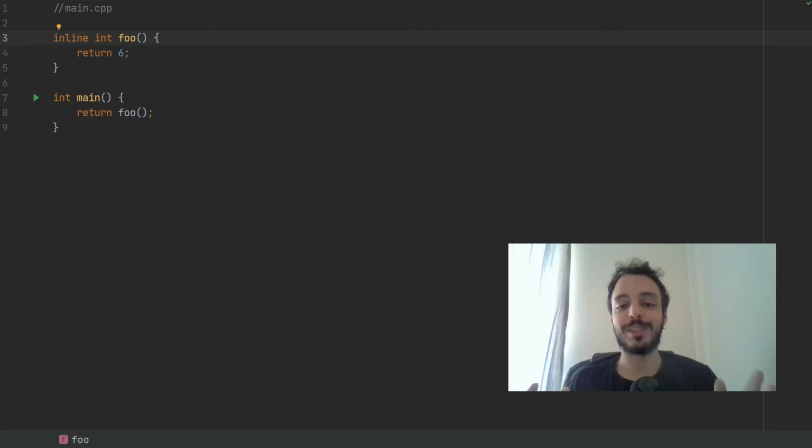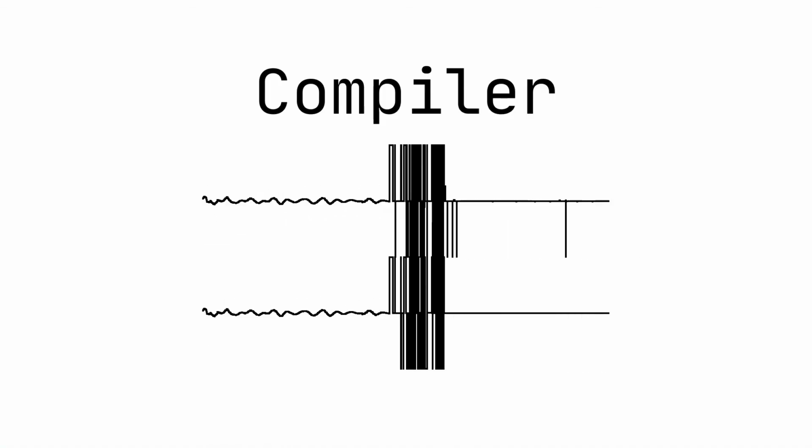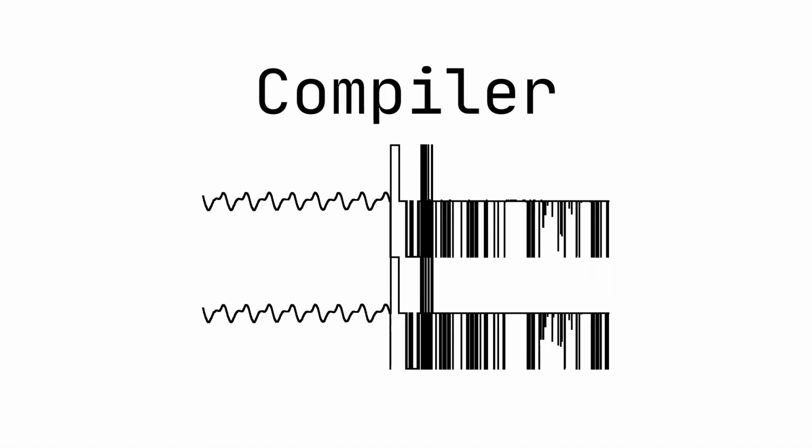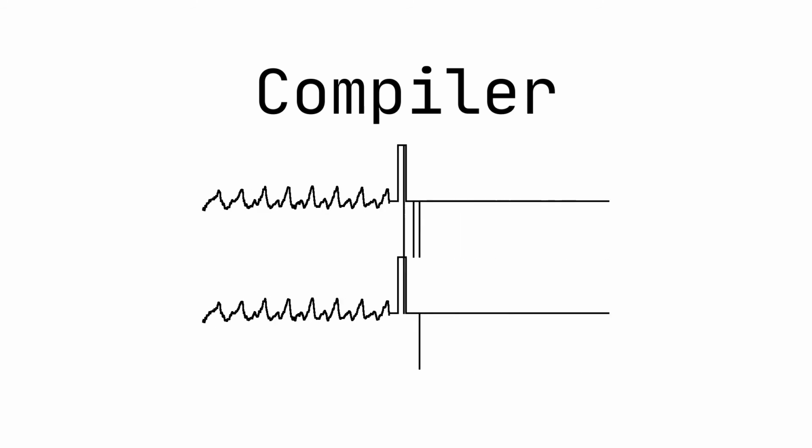But the compiler is not obligated to inline this for you, because we're saying, compiler, inline this for me, but the compiler can say, no, I will not inline this for you. But I will inline that other function that's not marked as inline. Inline is just a hint.